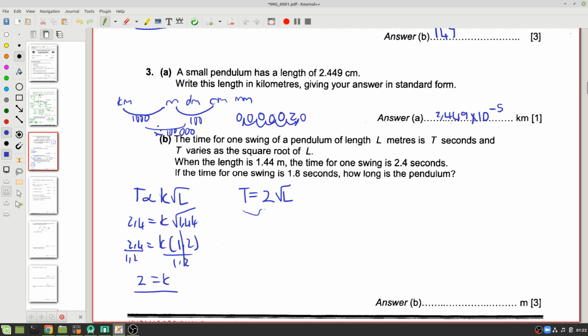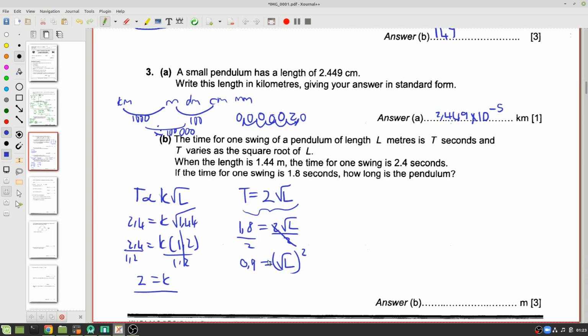Now we can use this to solve the rest of the question. So if the time for one swing is 1.8, so we know t is 1.8, equals 2 times the square root of L, and we want to find out how long is the pendulum. So we want to solve for L. I'm going to start off by dividing both sides by 2 here. You could have squared both sides to start with, that would also be fine. So 2 is cancelled out, 1.8 divided by 2 is 0.9, and that's equal to the square root of L.